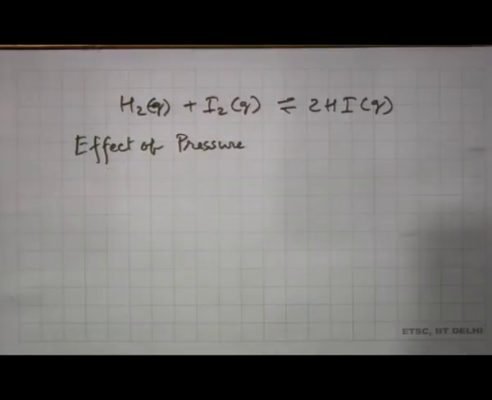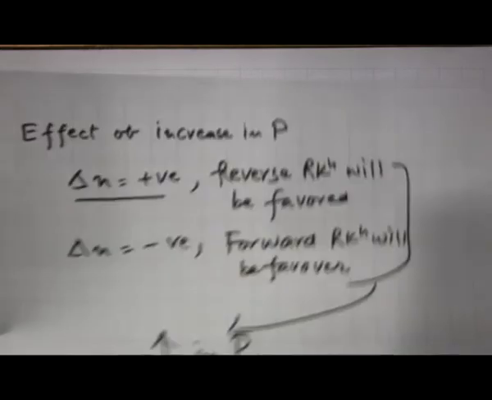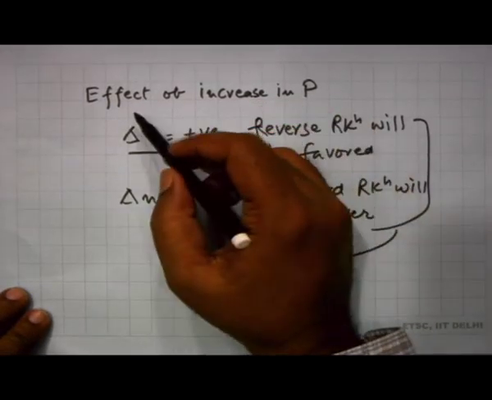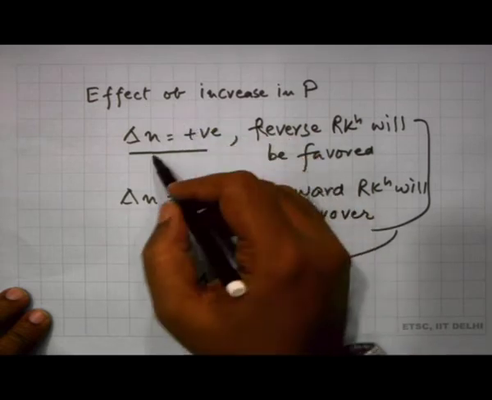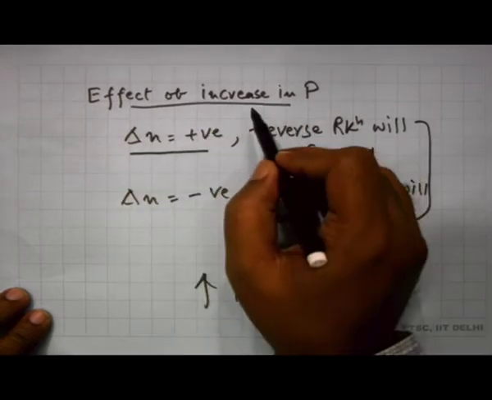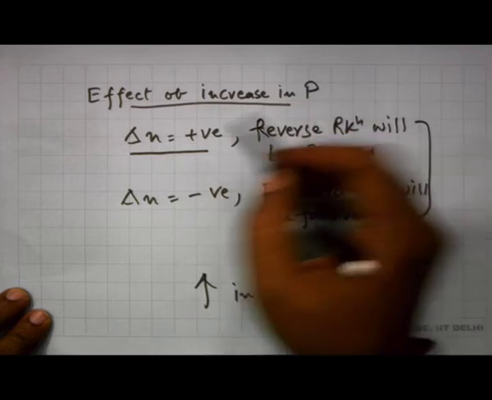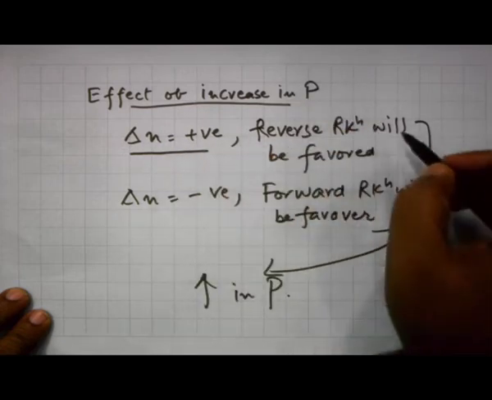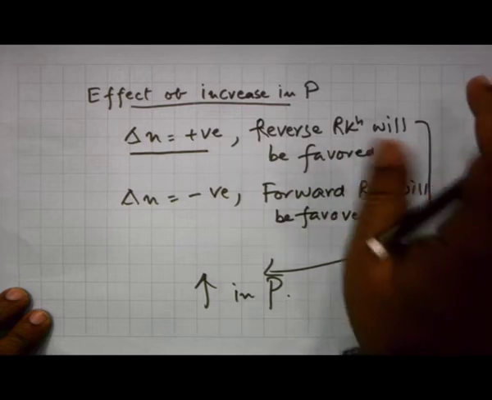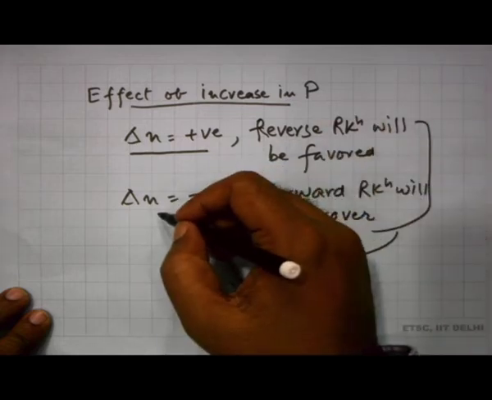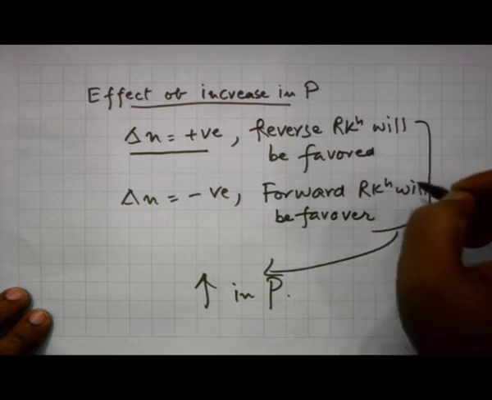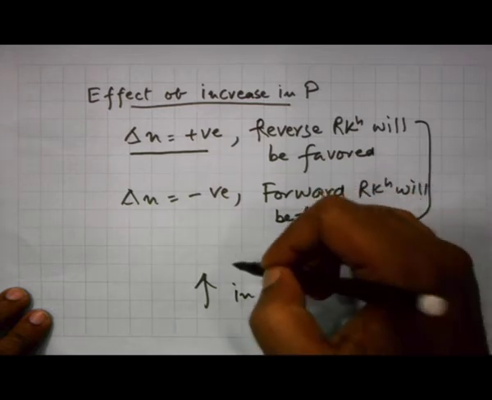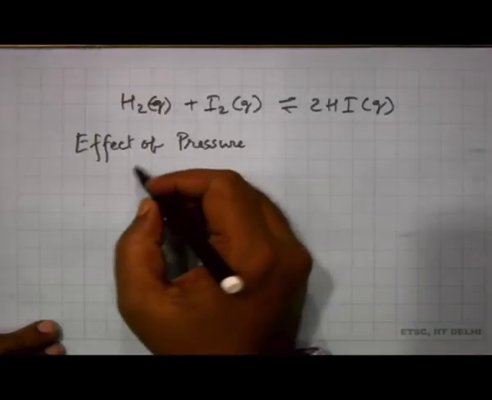You must remember that last time I showed you what will happen when we alter the condition. We discussed the effect of increase in pressure. If delta n is positive, reverse reaction will be favored with increase in pressure, whereas if delta n is negative, then forward reaction will be favored with increase in pressure. Now, let us see what delta n is here.